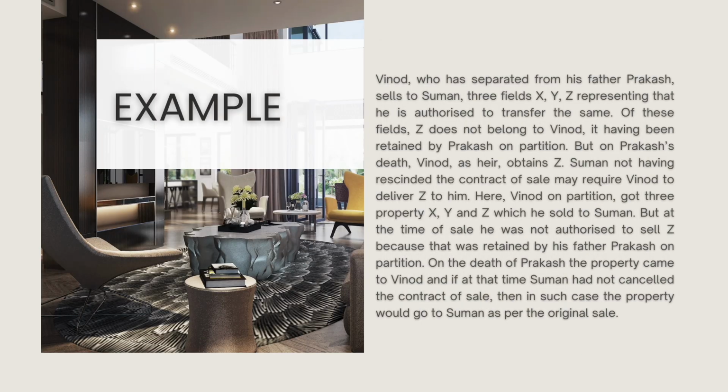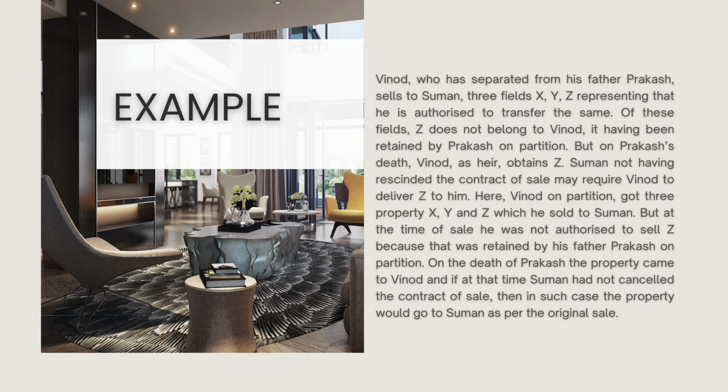Let us take an example to better understand this position. Vinod, who has separated from his father Prakash, sells to Suman three fields X, Y, Z, representing that he is authorized to transfer the same. Of these fields, Z does not belong to Vinod, it having been retained by Prakash on partition. But on Prakash's dying, Vinod, as an heir, obtains Z. Suman, not having reinstated the contract of sale, may require now Vinod to deliver Z to him.